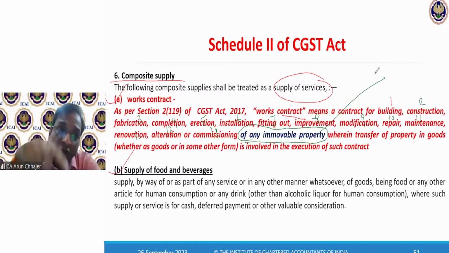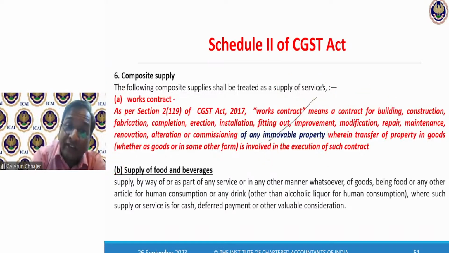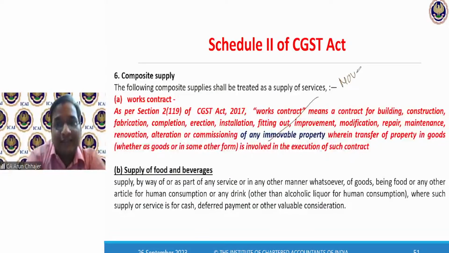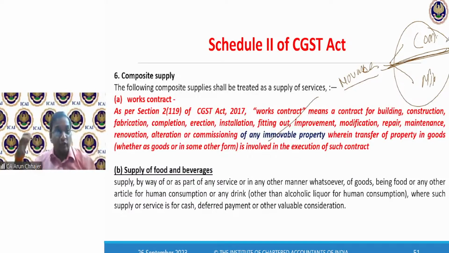But now, is it a works contract? The simple answer is no, because computers are not immovable. Computers are movable. Printers are movable. So will an AMC contract be a works contract in GST? No, not at all. Then what is that? If it is movable, then what would be the answer? Either it would be a composite supply or it will be a mixed supply. That is, again, a very, very important discussion which we will do in the next class.